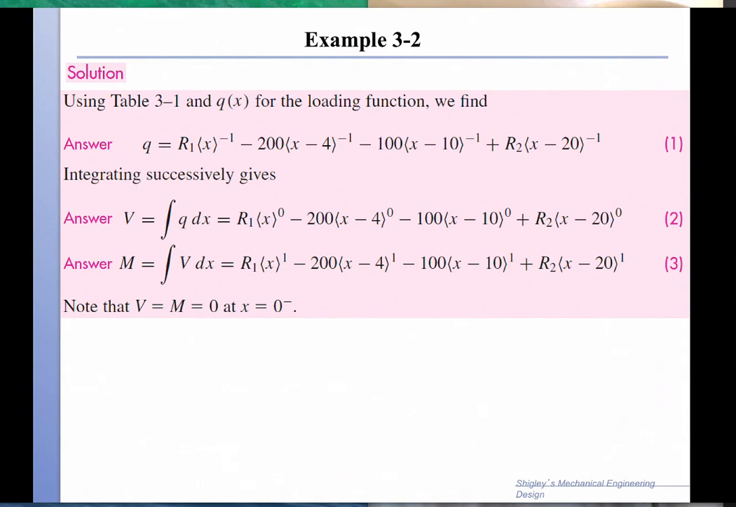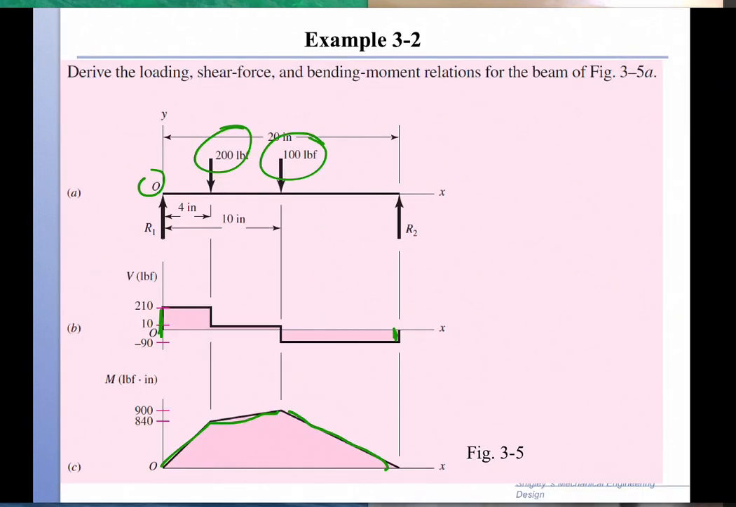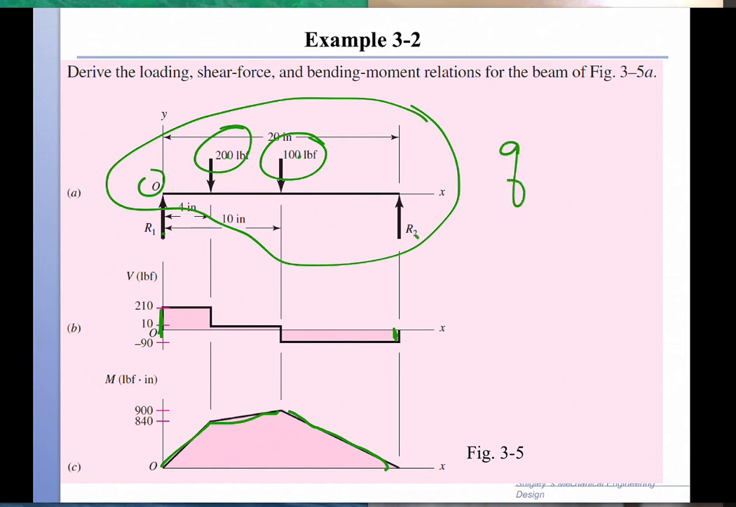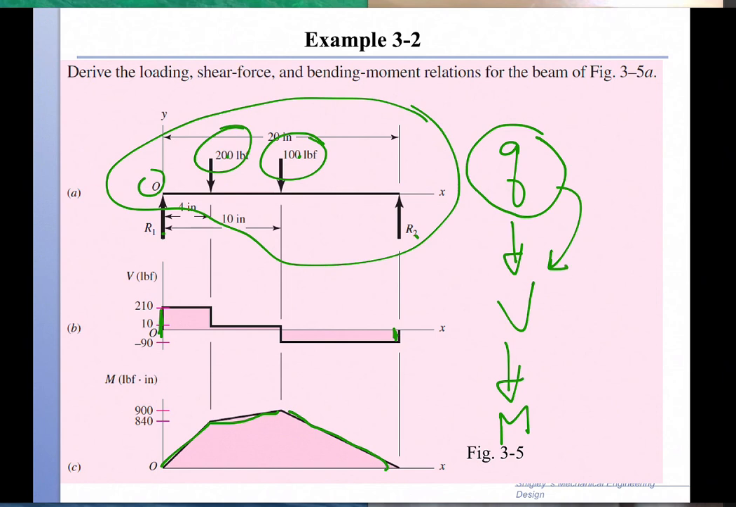So let's see how we would do the same task using singularity functions. First, I write the force distribution that I see here: R1, 200, 100, and R2. So Q is these 4, V is the integration of Q, and M is the integration of V. If I write the equation for Q, I integrate it to get V, and I integrate one more time to get M.